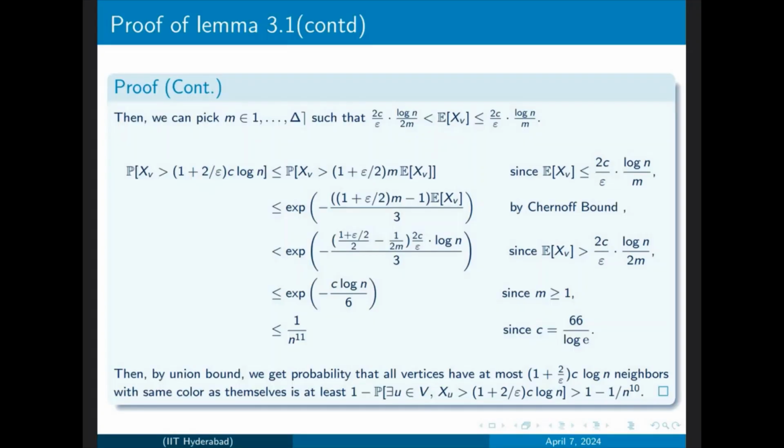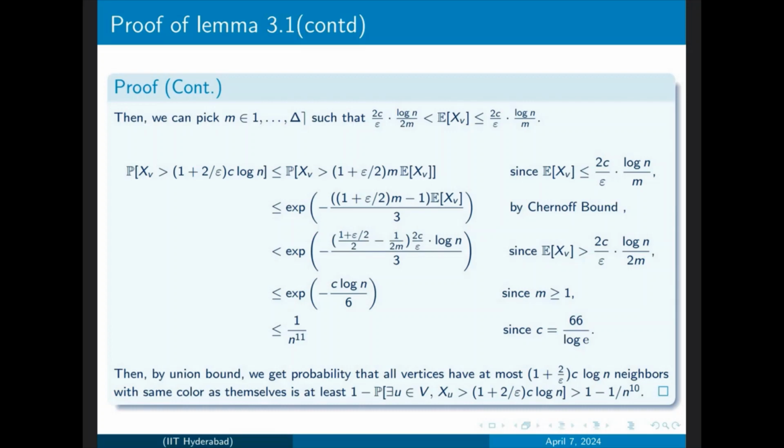We now calculate the probability of this xv being greater than 1 plus 2 by epsilon into c log n. By rewriting the RHS of this inequality, we can substitute it with the expected value of xv and the probability inequality still holds. This value by Chernoff bound is at most e power negative 1/3 of 1 plus epsilon by 2 into m minus 1 into expected value of xv. With some substitutions and mathematical simplifications, we see that this expression simplifies to e power minus c log n by 6. Since we can choose the value of c, we choose it to be 66 by log e. Note that the log here is to the base 10.